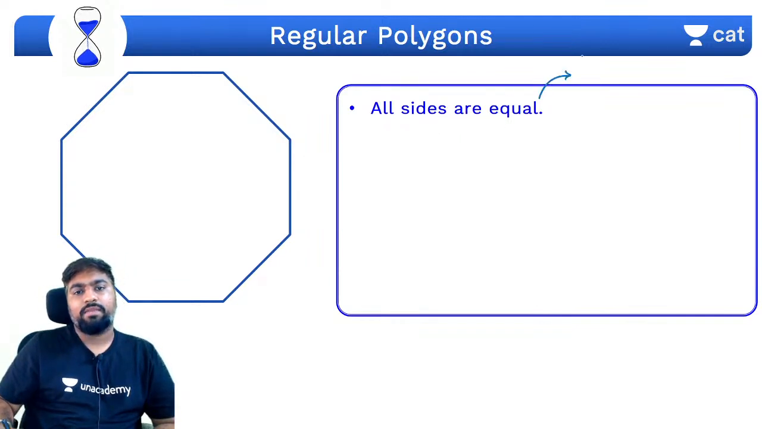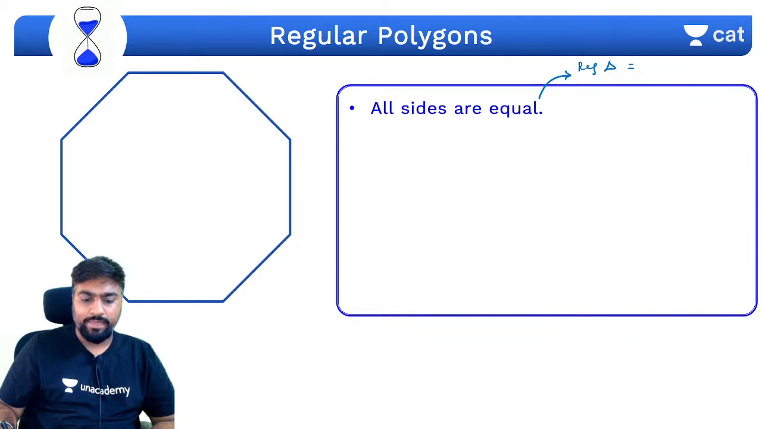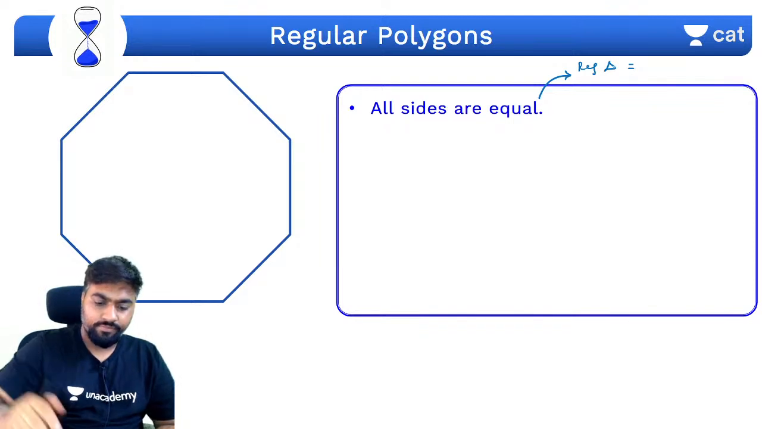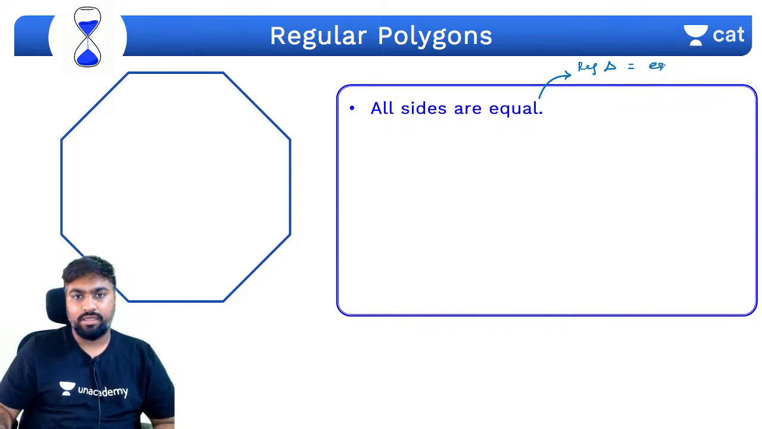Can you quickly tell me what is a regular triangle? What is the name we have given to a regular triangle? All sides are equal. Which triangle has all sides equal? Superb. Equilateral triangle, right?